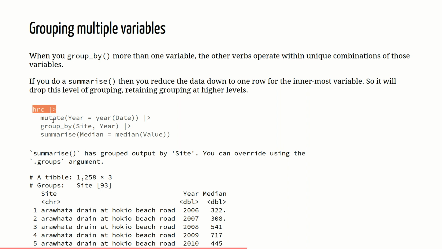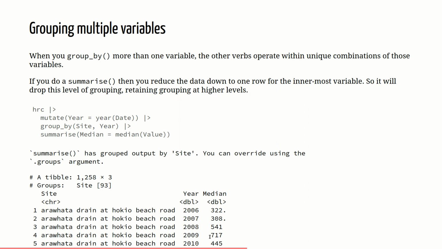So we are taking our HRC data, we're creating a year variable, and we're grouping by site and year, and then doing a summary. So the summary is going to be done within site and within year. So for each site and for each year, we will compute a separate summary. So you can see here in the output, we have Arafata Drain at Hokio Beach Road at 2006, and we've computed the median. We've also got the same site at 2007, 2008, 2009, 2010, and so on, and we've got a different median computed for each one.